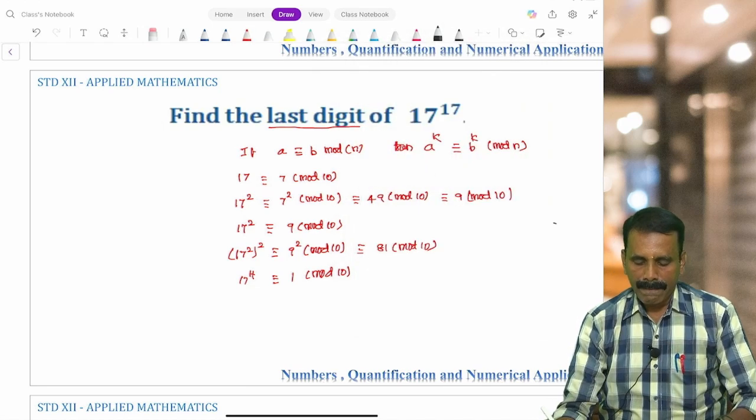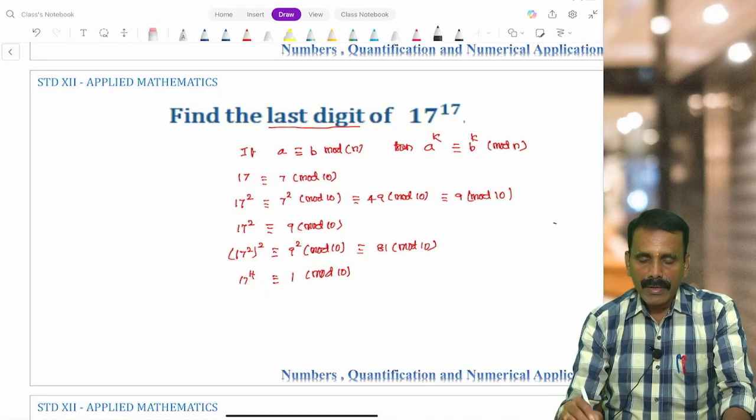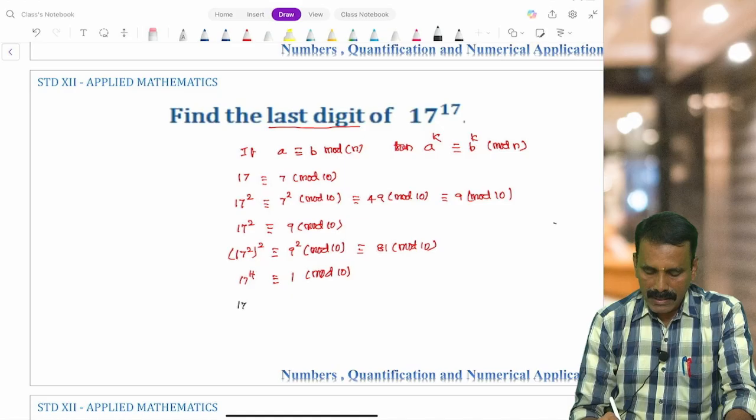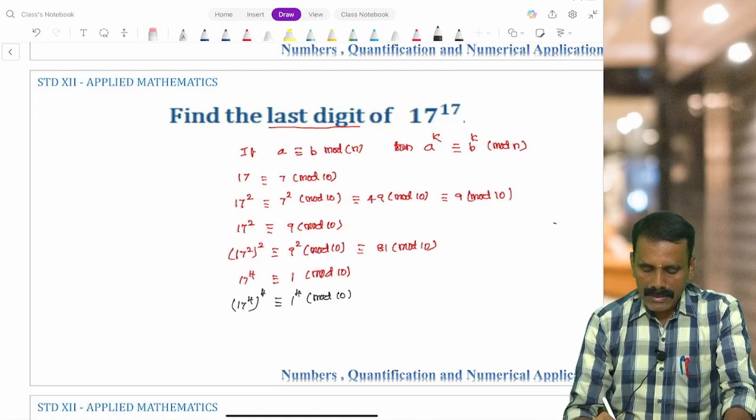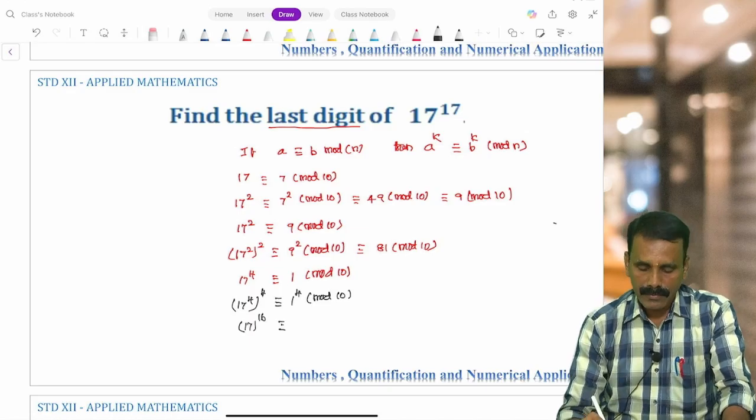Now, how do we get 17 power 17? We have to think. I write 17 power 4 whole power 4, which is congruent to 1 power 4 mod 10. Now this is 17 power 16, which is congruent to 1 power 4, which is again 1. So 1 mod 10.